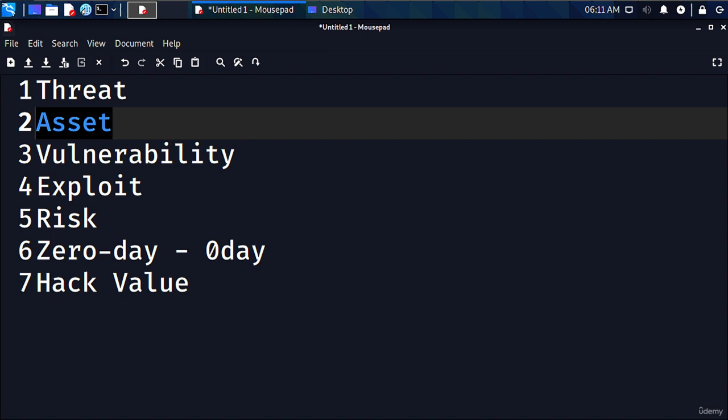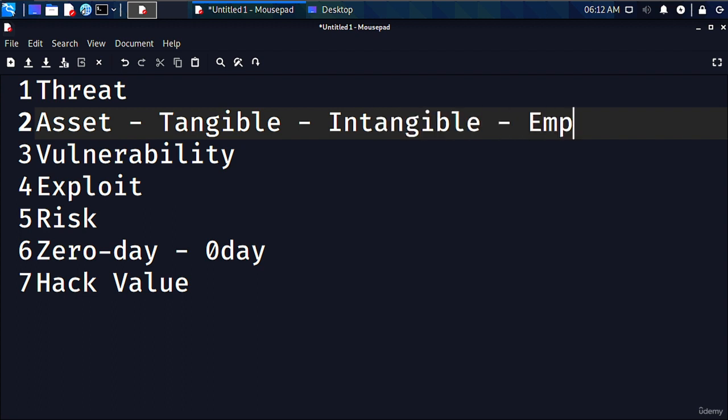It's important to mention that assets are not and should not be limited to technical systems. Other forms of assets include humans, physical security controls, and even data that resides within the networks we aim to protect. Assets can be broken down into three categories here: tangible, intangible, and employees.